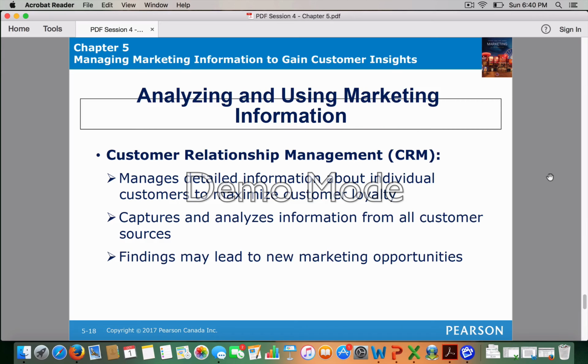So analyzing and using marketing information, ultimately, this is all about managing the detailed information about individual consumers to maximize customer loyalty and build those relationships. It's all about capturing and analyzing information from all different sources of customers. So it could be, again, from the cash register, it could be from customers itself, it could be increasingly from online activity, so how people are engaging with your online social media platforms like Facebook and Twitter and Instagram. Those tools actually provide a wealth of analytical opportunities to gather information about customers, so you want to do that on a regular basis. And the information that you find may actually end up leading to new marketing opportunities.